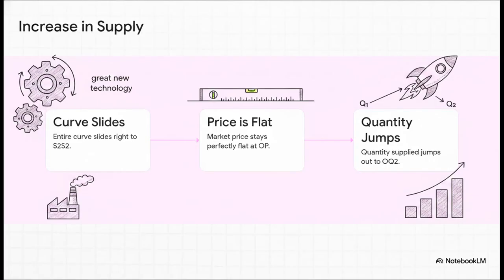Let's say a great new piece of technology reduces the overall cost of production. The entire supply curve bodily slides to the right. Now notice how the market price stays perfectly flat. But because the producer is now so much more efficient, their quantity supplied jumps way outward, despite the price remaining identical. This isn't just a reaction, it's a total structural upgrade for the business.